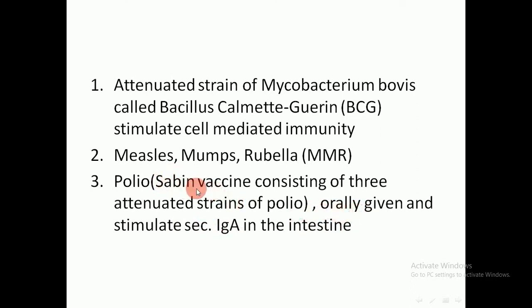And this is the Sabin vaccine, which is a live attenuated strain of the polio, including 3 strains of the polio virus. And this live attenuated vaccine should not be given to an immune suppressed patient because this leads to infection with polio virus.